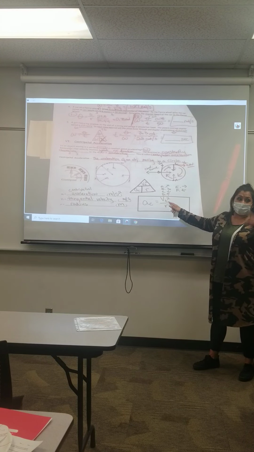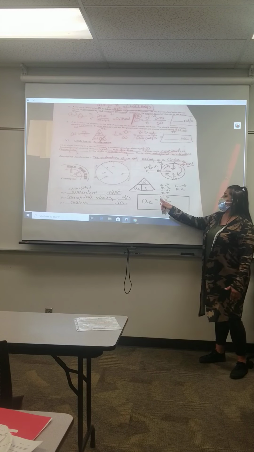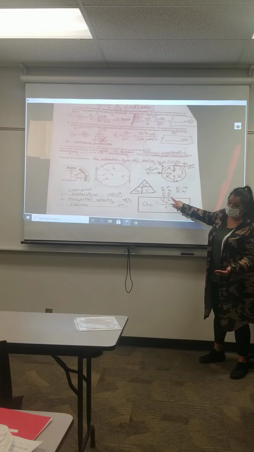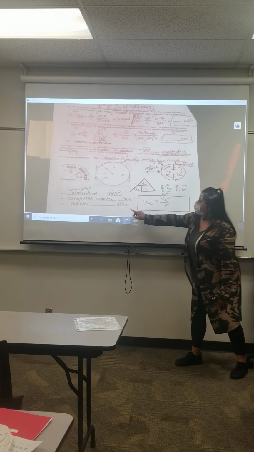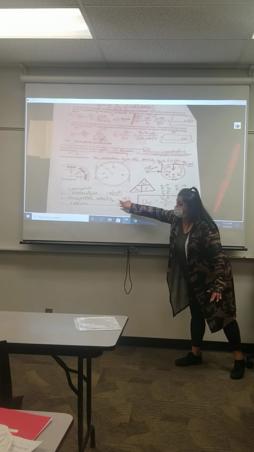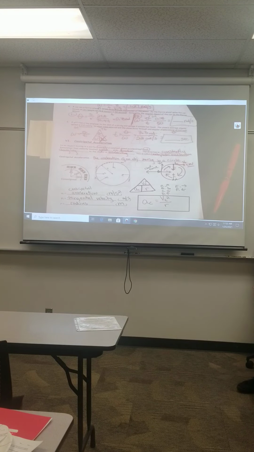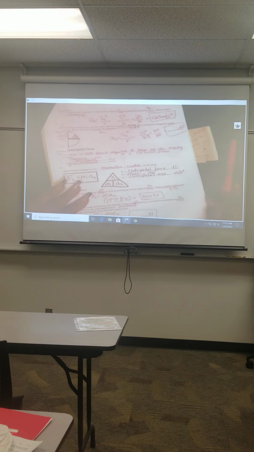V squared divided by R. Don't forget to square the V. Or if you're searching for the V, don't forget to square root that. Again, make sure your R is in meters, not kilometers, because those two are in meters. Everything needs to be the same. Now I'm going to come back to this in a moment. We need to keep going.